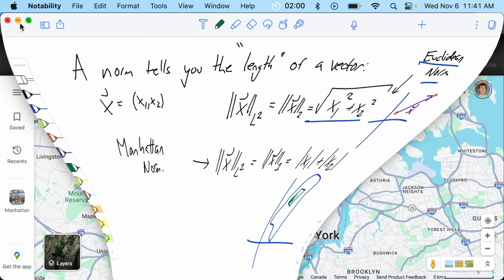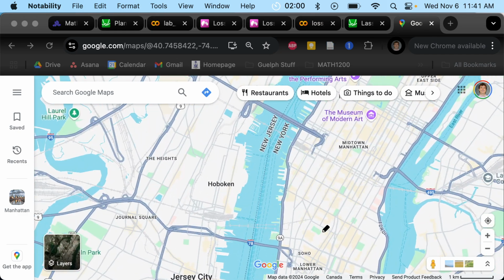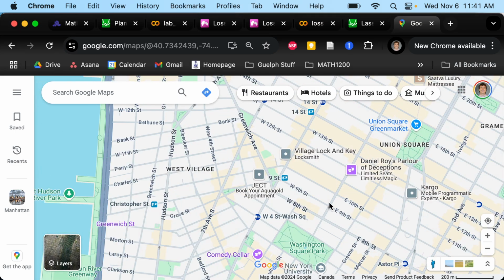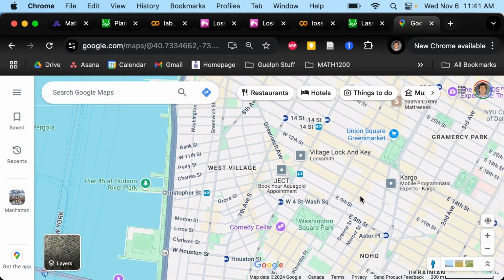I did my PhD in New York, so somewhere down here is the Courant Institute of Mathematical Sciences. Let's see if we can find it. Yeah, here it is. This is where I did my PhD.